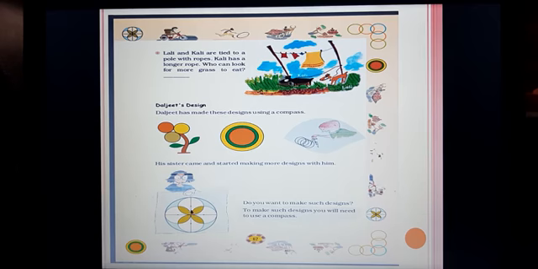The same way she also started there. Do you want to make such designs? To make such designs, you will need to use a compass. So what is a compass here? We will see that compass here.